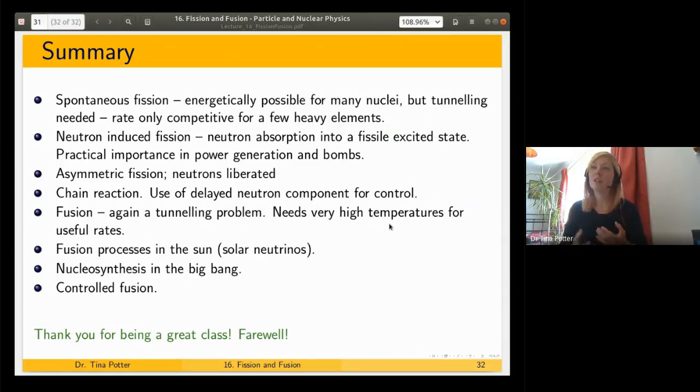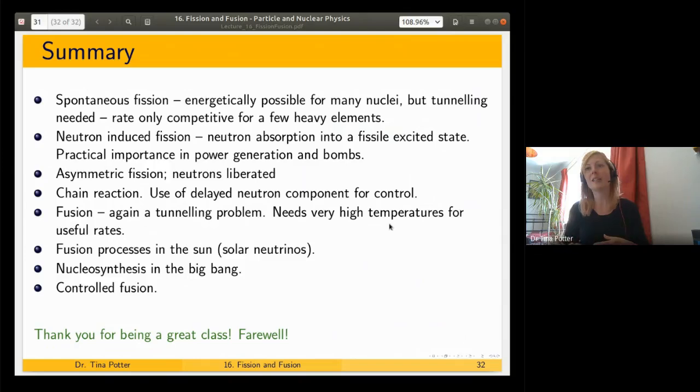And then finally, we've been looking at fusion, which again is a tunneling problem because we have to overcome the Coulomb barrier. We're trying to get, for example, two protons to fuse together. To do this, we need high energies or high temperatures, which is present in the sun. So there's fusion processes in the sun, and again, it's a tunneling problem because they're not actually at the energy we need to overcome the Coulomb barrier, but they can tunnel through it.